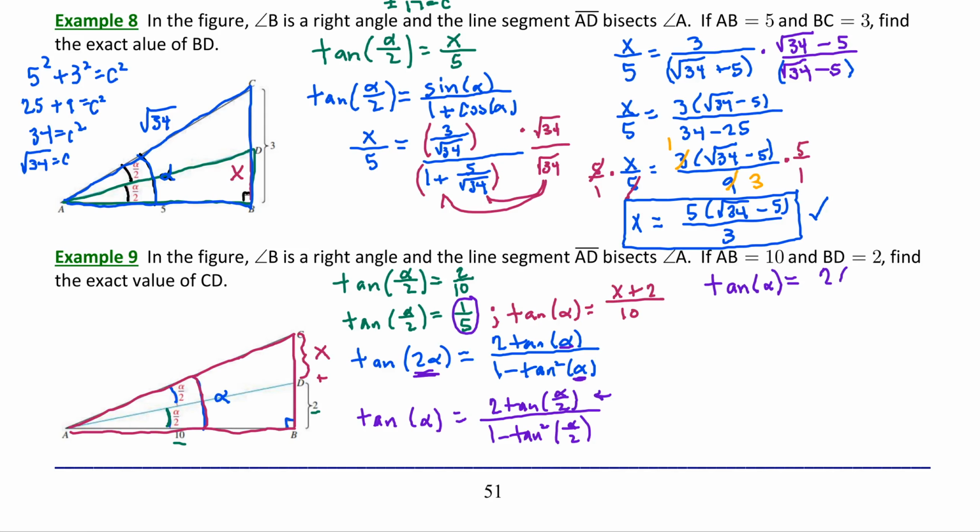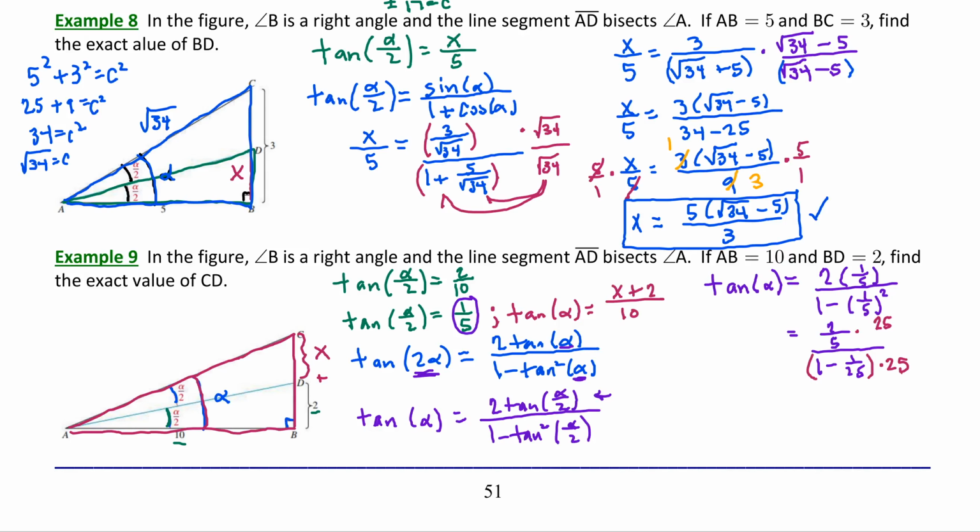So on the top, we have 2 times 1/5. In the bottom, we have 1 minus tangent squared of alpha over 2. That's going to be 1/5 squared. So simplifying, we have 2/5 divided by 1 minus 1 over 25. If you want to at this point, you can get a common denominator on the bottom and combine fractions. I'm just going to multiply the top and the bottom by 25. Either way you go will be fine.